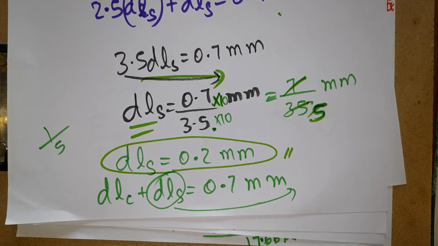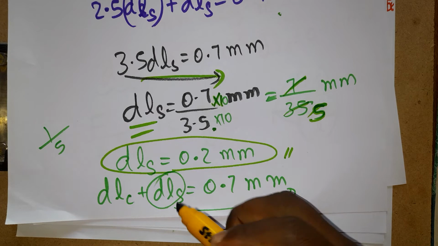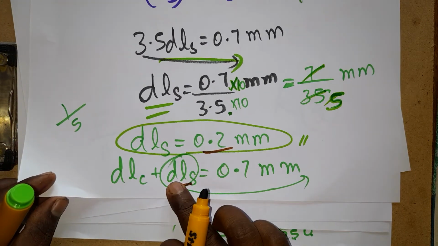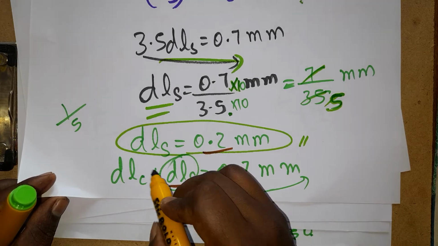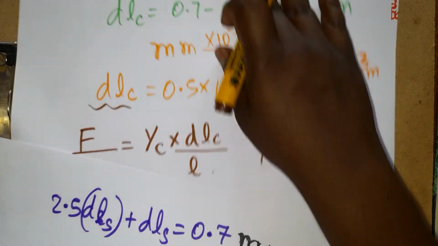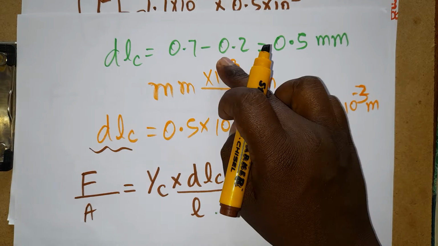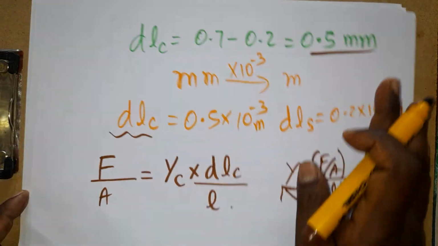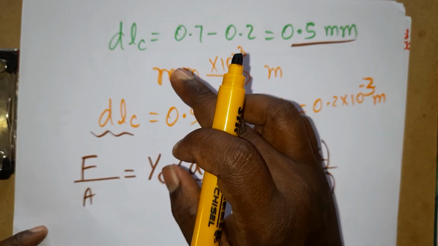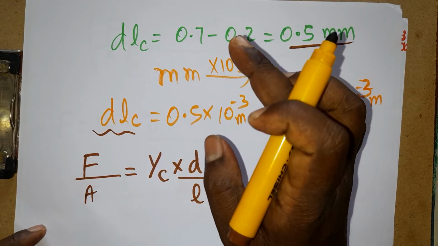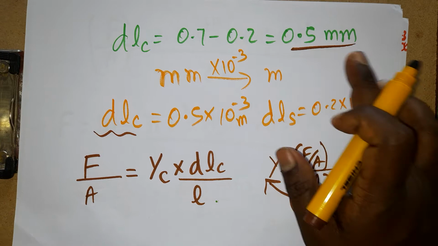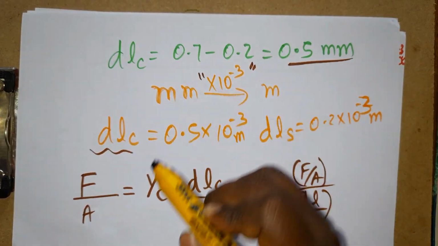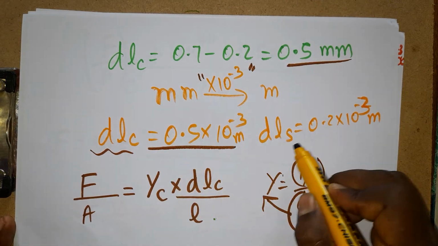Then we got the steel wire as 0.2. Copper wire plus steel wire 0.7, steel wire 0.2. If you take that from the left side to the right side, plus will become minus. 0.7 minus 0.2, 0.5 millimeter. Finally we got both changing lengths. The changing length of steel wire is 0.2, copper wire is 0.5 millimeter. Millimeter to meter, you include 10 power minus 3. Now both meter conversions are done.